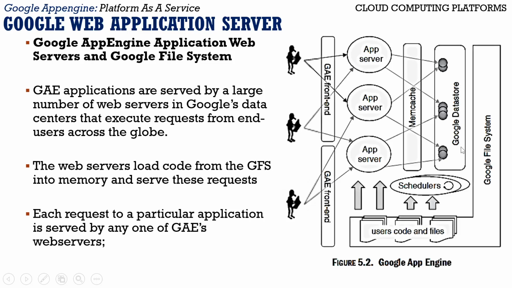And here you have Google Data Store. So this is your database. The Google file system is a storage, and Google Data Store is your database. Just like you have SQL Azure on the Microsoft side, you have Google Data Store on the Google side. And what is this Memcache? Memcache is one of the technologies which is highly used in today's applications. Memcache is like caching the data.